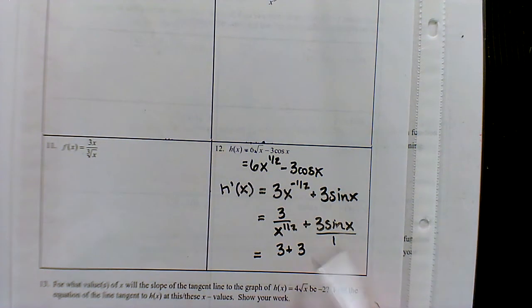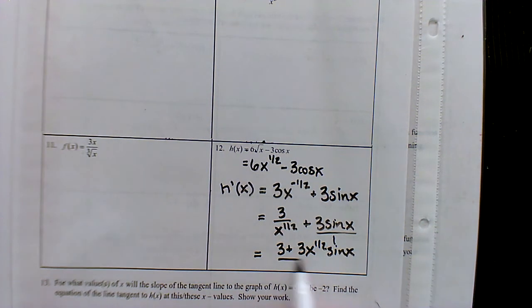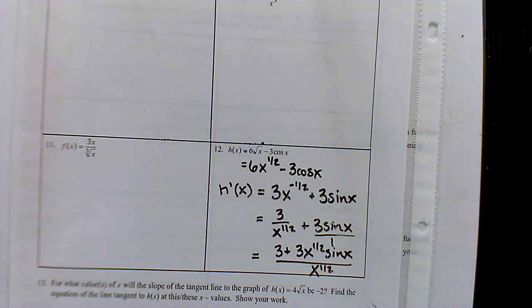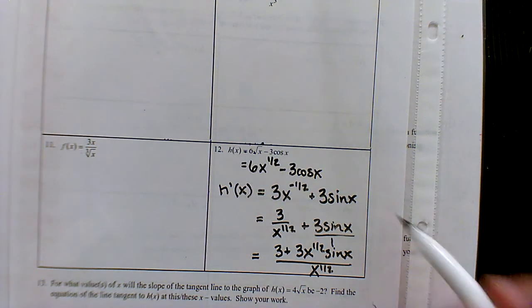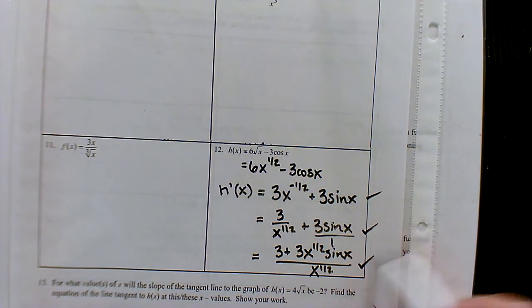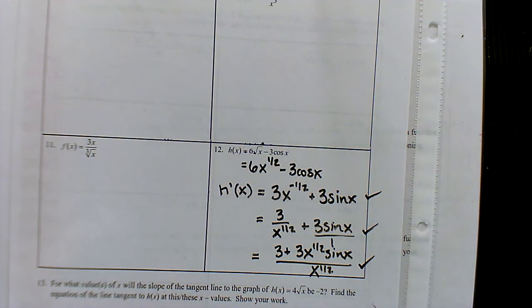So this would change to a 3x to the 1/2 times sine of x, and that's all over the common denominator of x to the 1/2. Okay, so 3 different derivatives all mean the same thing. They're just rewritten. Is that okay, Anastasia? Any of those are fine.